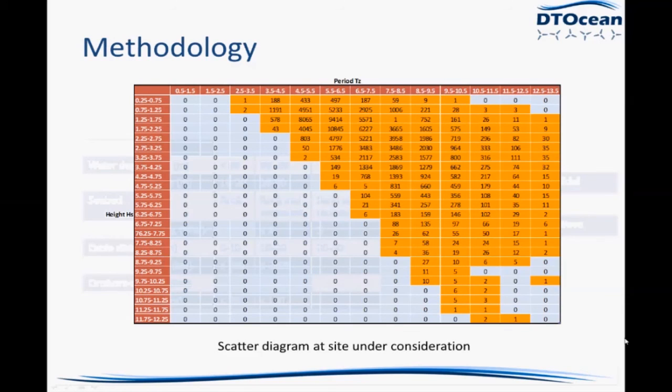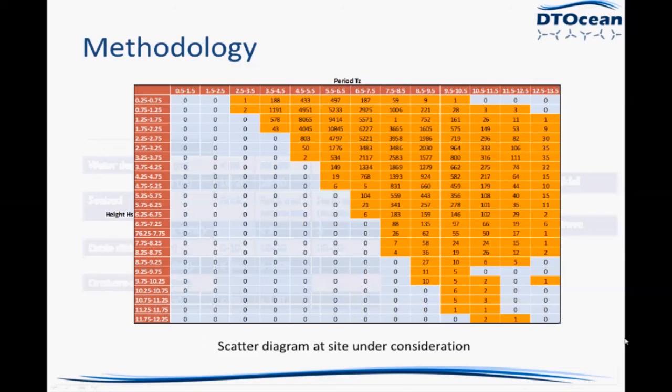Methodology. We needed data, so we selected a wave device, a Pelamis wave energy converter. We needed a time series of significant wave height and the mean zero crossing wave period, which we took over 15 years.